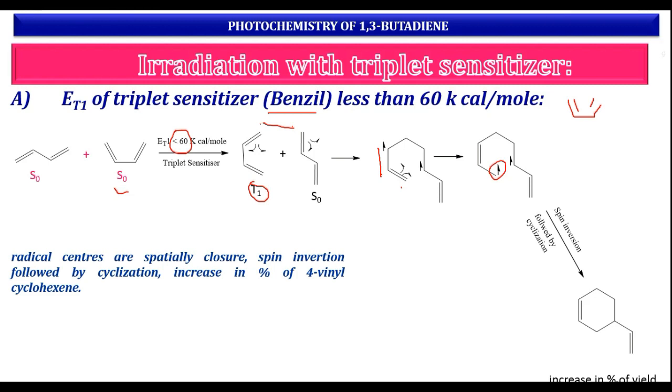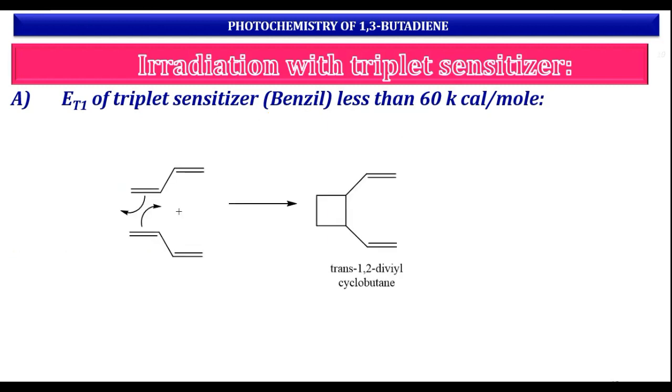Now come here. Without cleavage of this pi bond, spin inversion followed by bond formation gives the cis isomer of 1,2-divinyl cyclobutane. So how is the trans isomer forming? A simple reaction, friends, gives the trans 1,2-divinyl cyclobutane. Friends, this is about the photochemistry of 1,3-butadiene.